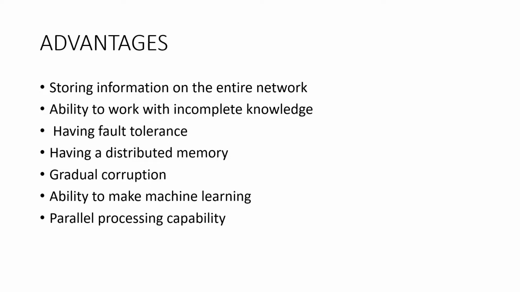Next is gradual corruption. A network slows over time and undergoes relative degradation. The network problem does not immediately corrode immediately. Ability to make machine learning, artificial neural networks learn events and make decisions by commenting on similar events. Parallel processing capability. Artificial neural networks have numerical strength that can perform more than one job at the same time.